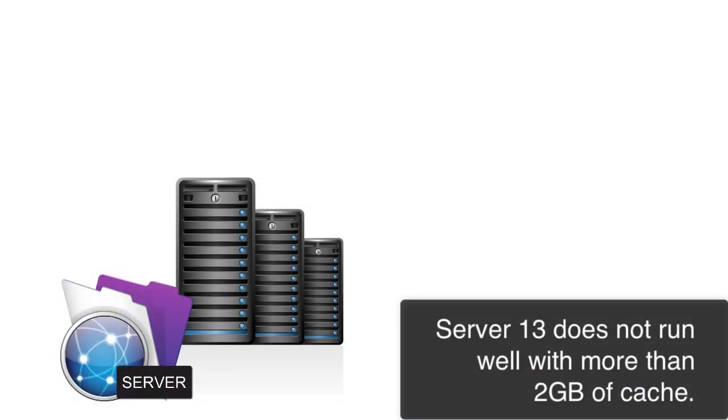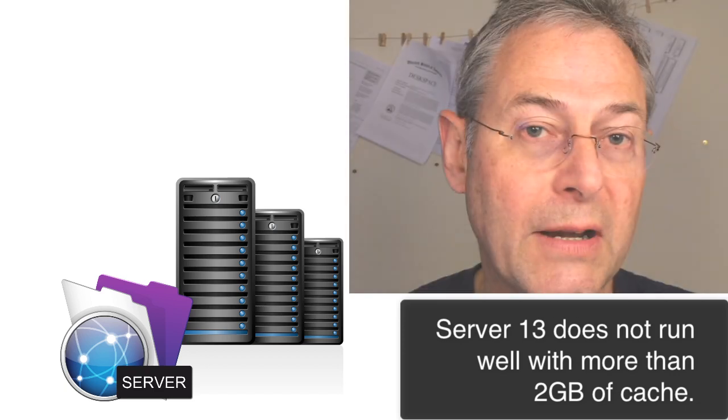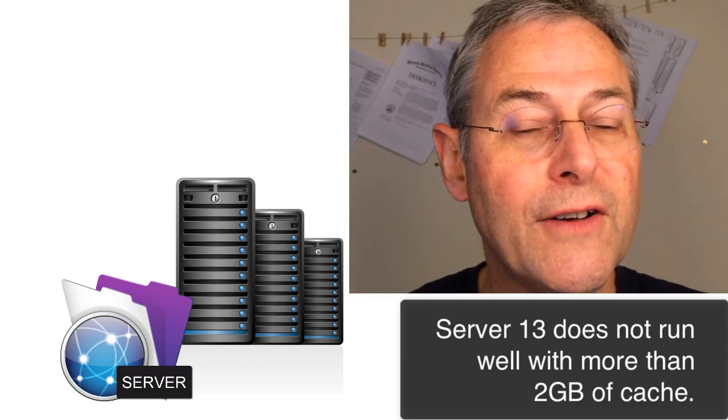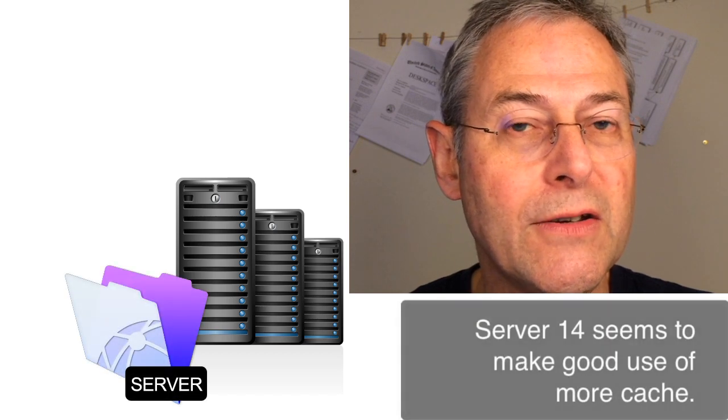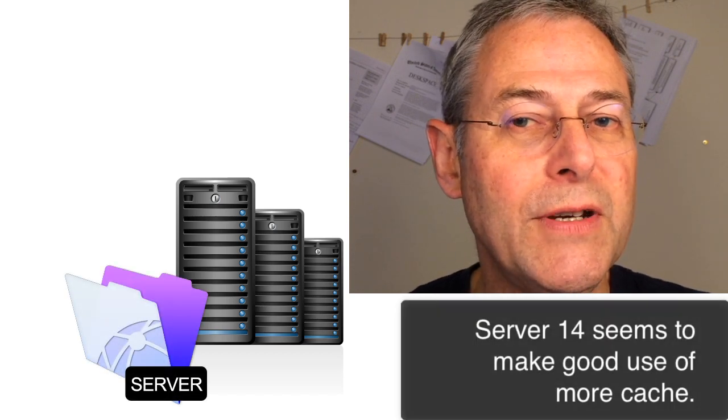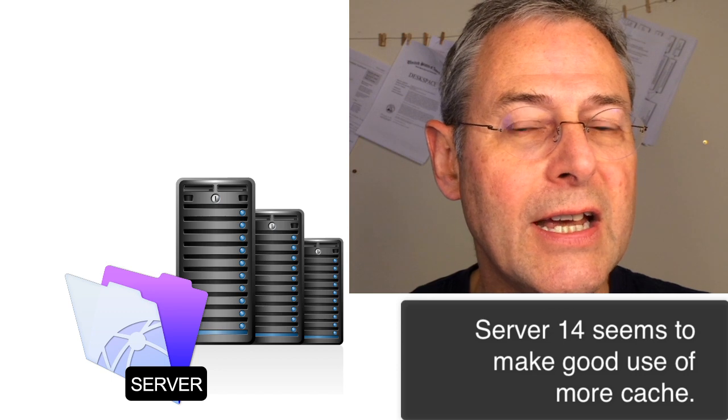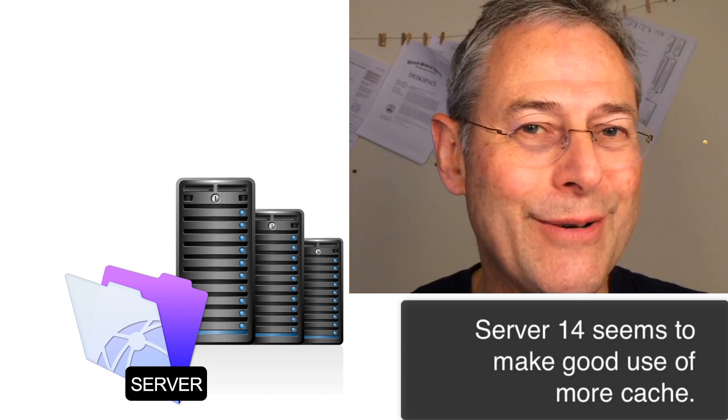FileMaker Server 13, generally speaking, does not run well with more than 2 gig of cache. I don't know why, but this appears to be the case from our observations and from what many of the great and good have told us. FileMaker Server 14 seems to make good use of more cache, but you certainly don't want to give it too much.